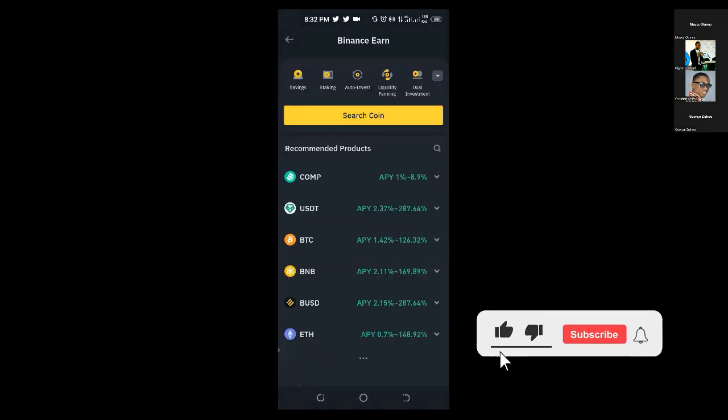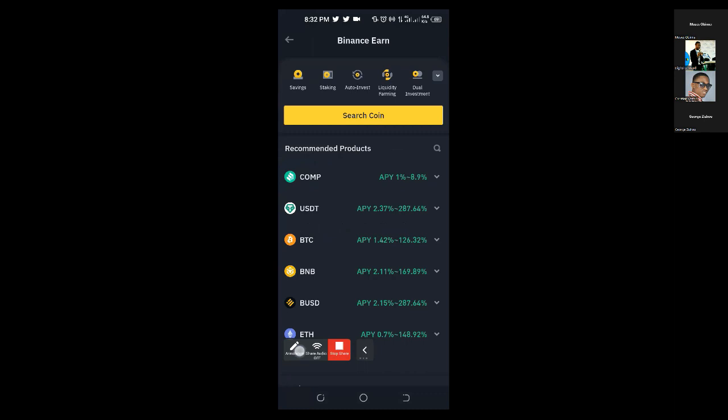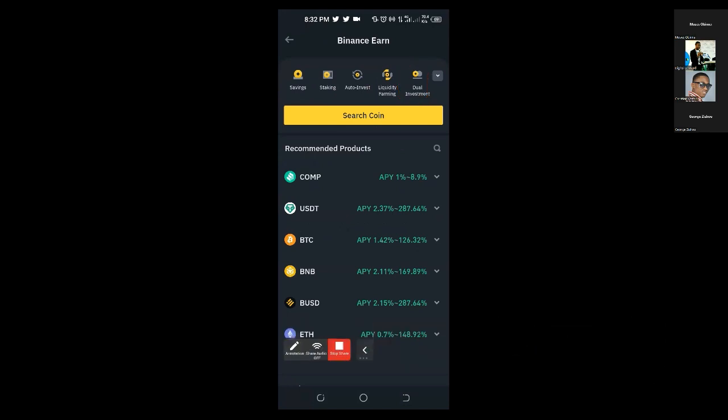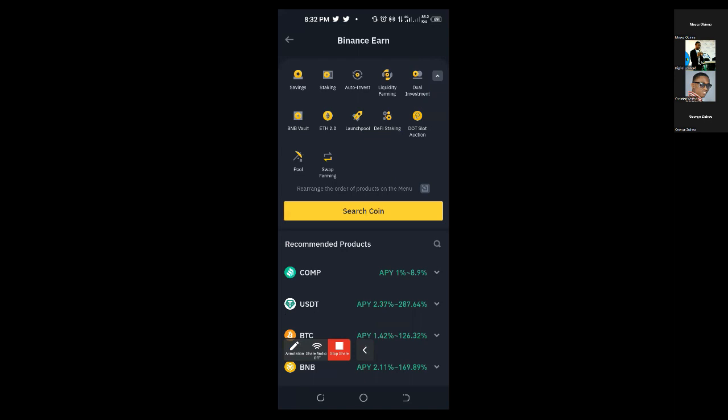you'll see all of the different methods you can use to earn in Binance: savings, staking, auto-invest, liquidity farming, and the rest. But our concern in today's meeting is Binance dual investment, which is this one. If you want to see more options, you just click on the arrow here and it will pull down this way. So you see all of the different options that you can subscribe to on the Binance platform. But our concern majorly is the dual investment option.